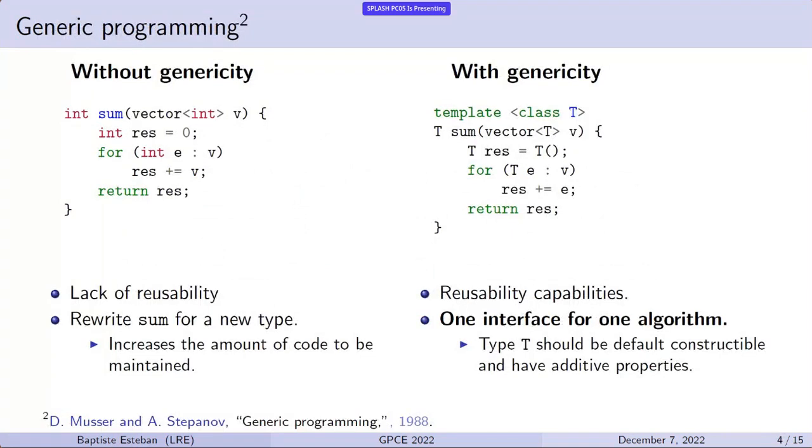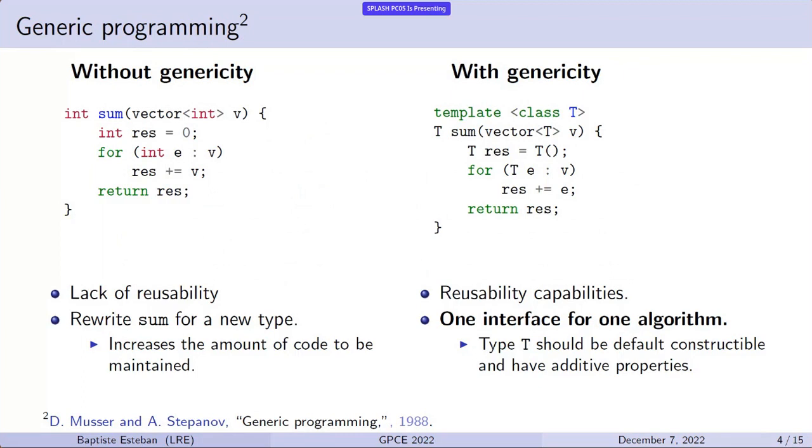So let me dive a little into generic programming. Here, we have a function called sum. This function takes a vector of integer elements and returns the sum of all the elements. The main issue with this kind of function is if I want to use a vector of floating point elements, for example, I will have to rewrite this function. It's a lack of reusability, and it increases the amount of code to be maintained.